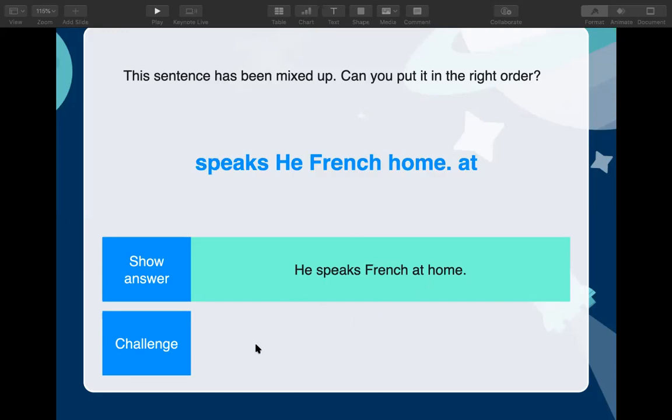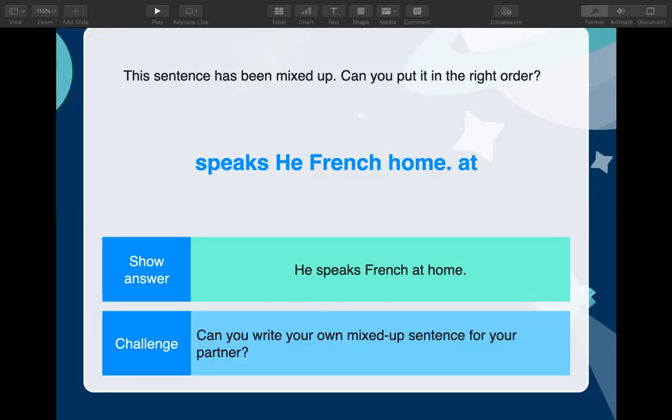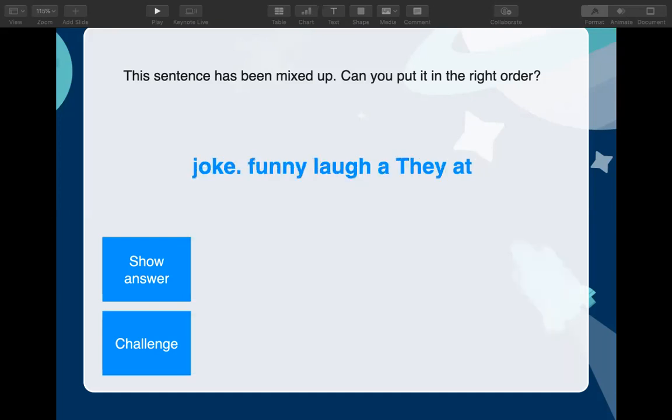All right, guys. Now, let's see the challenge. Can you write your own mix-up sentence for your partner? Try to write another mix-up sentence, una que está desordenada, y dásela a un amigo a ver si él la puede solucionar o ponerla en orden. All right, guys, let's continue. Another one. Let's see. So pause the video, write the answer, put it in the correct order, and then when you're ready, press play. Let's see.